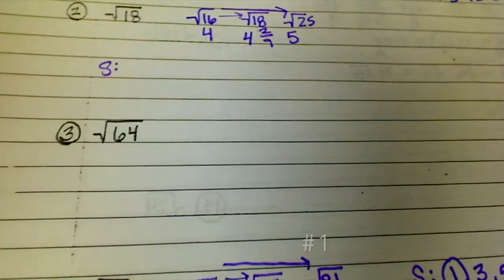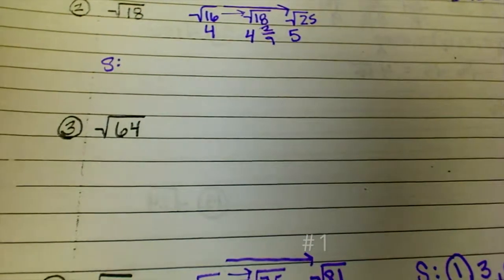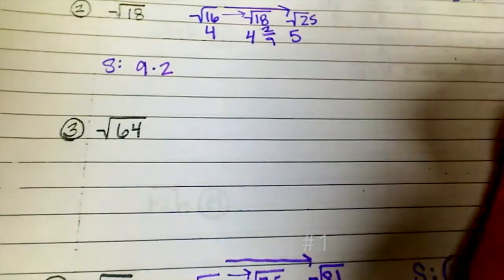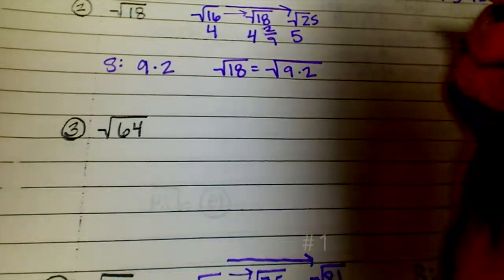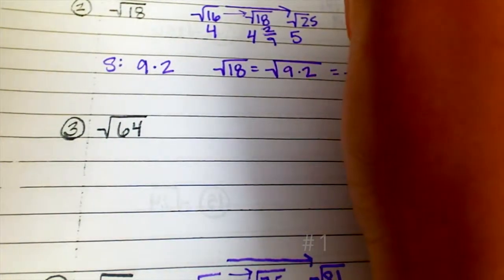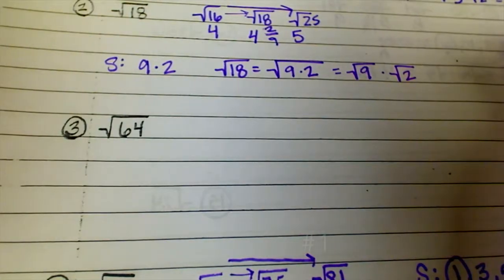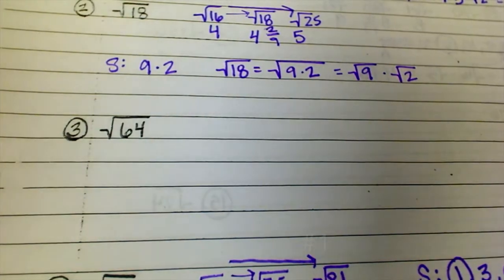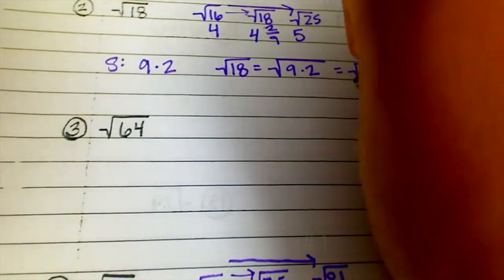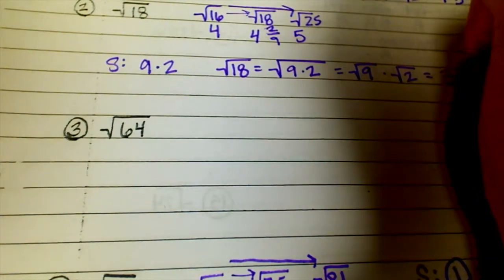So for simplifying the factors of 18, can you find a perfect square that is a factor of 18? 9. 9 times what? 9 times 2. So we're going to say the square root of 18 is the same thing as the square root of 9 times 2. Then we bust that apart into the square root of 9 times the square root of 2. What is the square root of 9? 3. So this is 3 times the square root of 2.